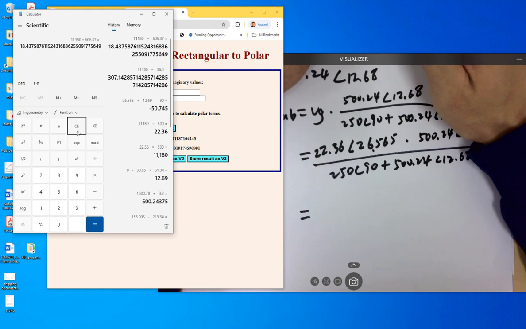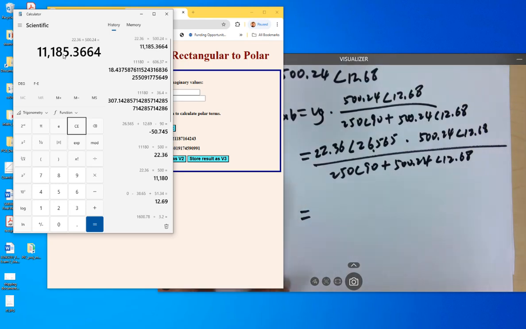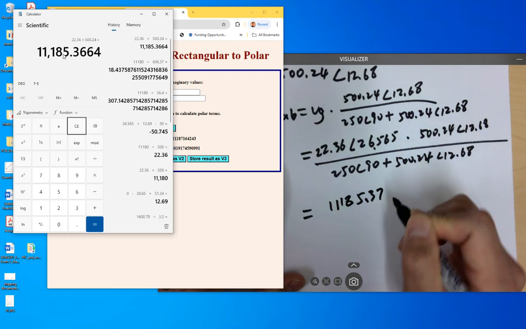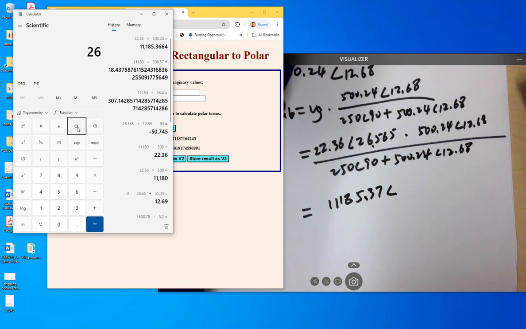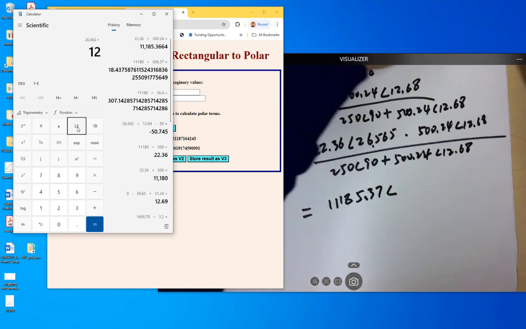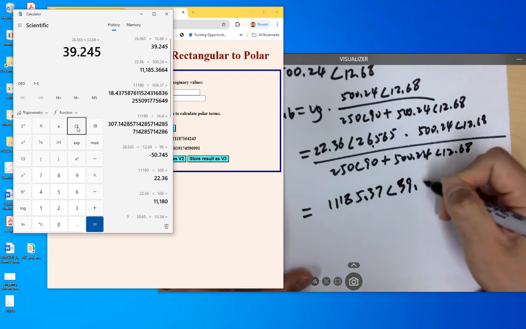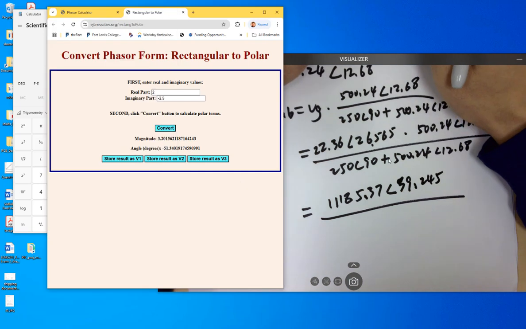Use this calculator. So it's 22.36 times 500.24. On the top is 11185.37, and the angle is 26.565 plus 12.68. That's 39.245. Okay.